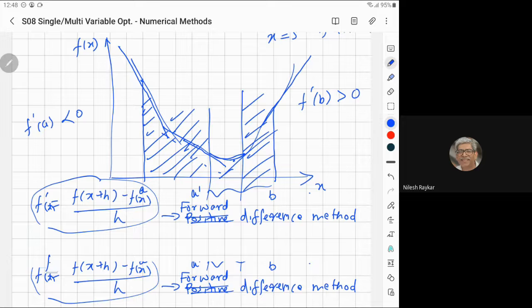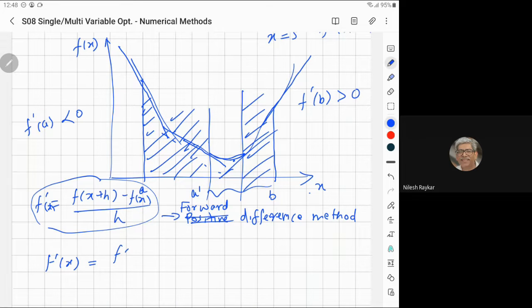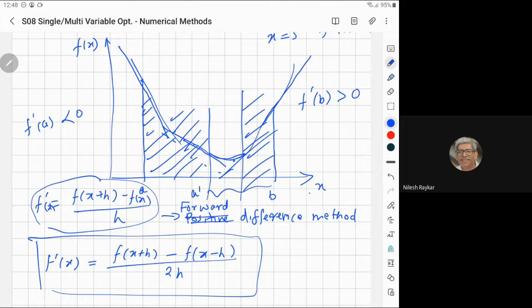So what we will be using for the derivative is f of x plus h minus f of x minus h, divided by 2h. Out of forward, backward, and this particular method, this method is more accurate, and that is what we will be using in our calculation. So now we have the tools ready. We know how the algorithm should work, and we also know numerically how to calculate the slope of a function at any x value.